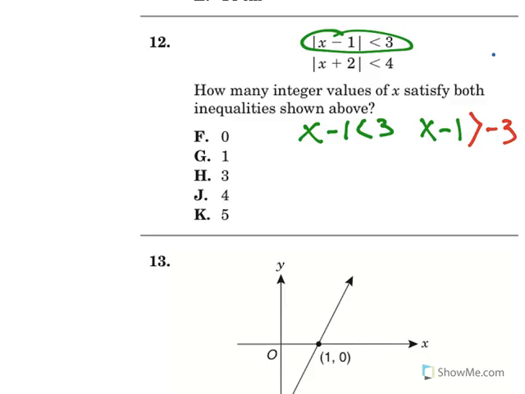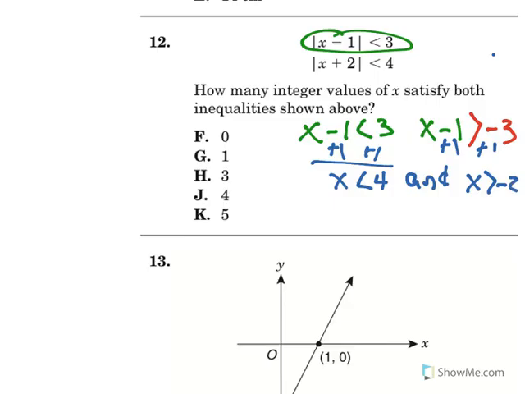So here, if I add 1, I get x is less than 4, and if I add 1, I get x is greater than negative 2. So really, negative 2 is less than x, which is less than 4.